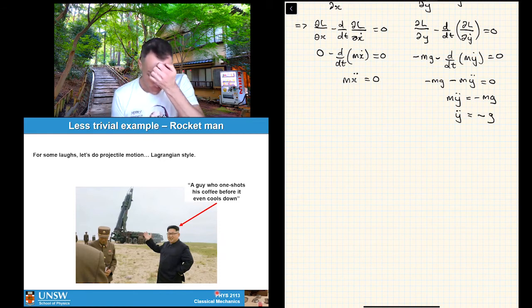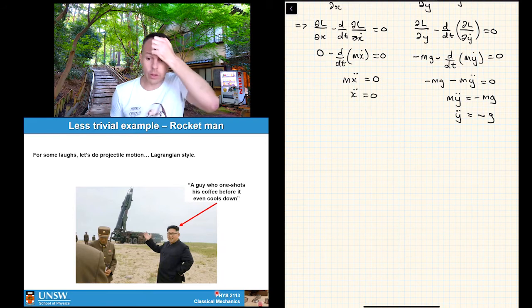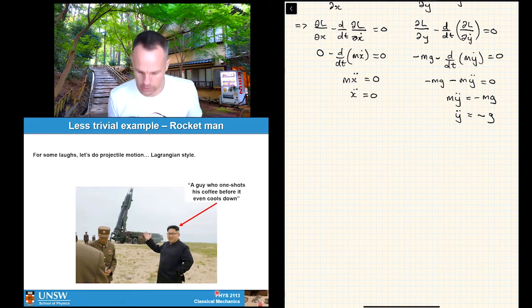Okay? And this one here, we could actually just call this x double dot is equal to 0 too. Just get rid of the mass entirely. It's just there as a number. Okay, so let's call this equation 1. Let's call this equation 2.